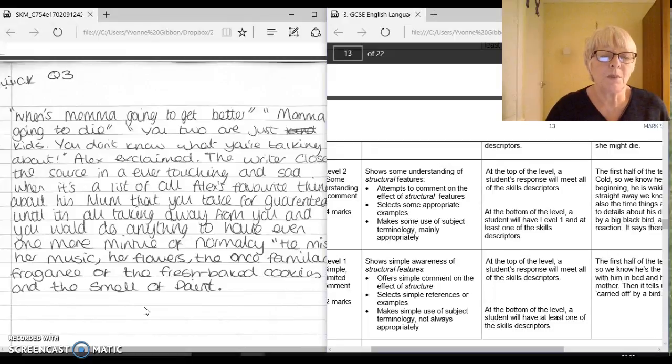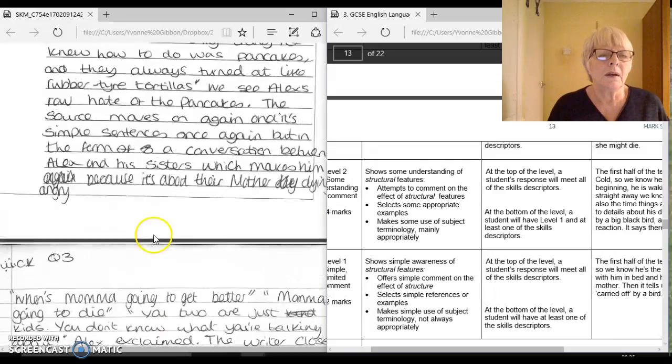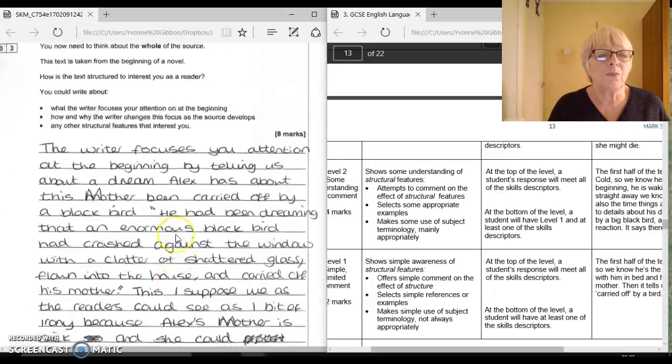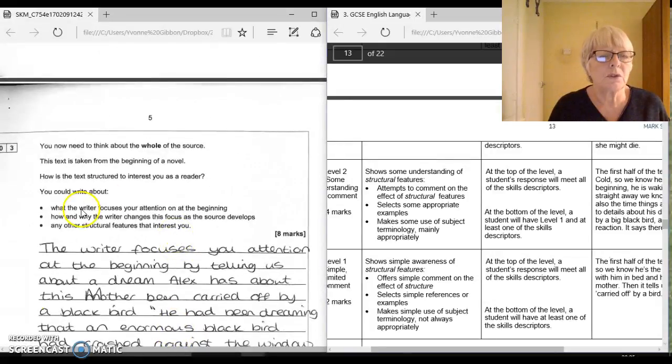You need to be commenting on the fact that it starts off just about Alex, and you could say that it's split into 2 distinct parts. There's Alex on his own, and then there's Alex with the family. And the fact that you learn right from the start who the main character is, Alex, because he's the only one mentioned, and you also know when it takes place, because it tells you it's at dawn, and where it takes place, we're told that he's in bed.